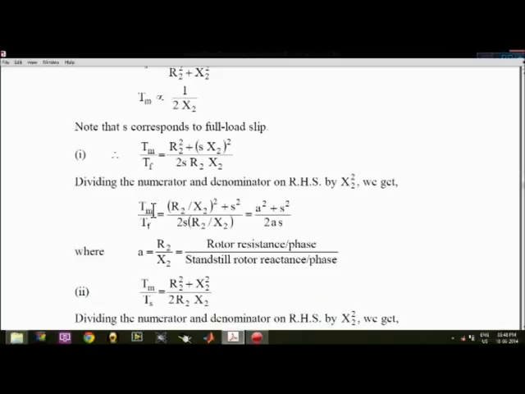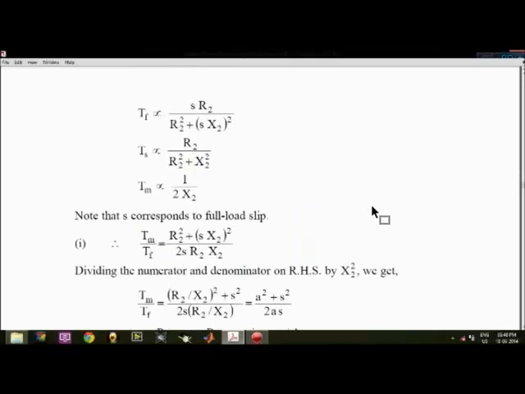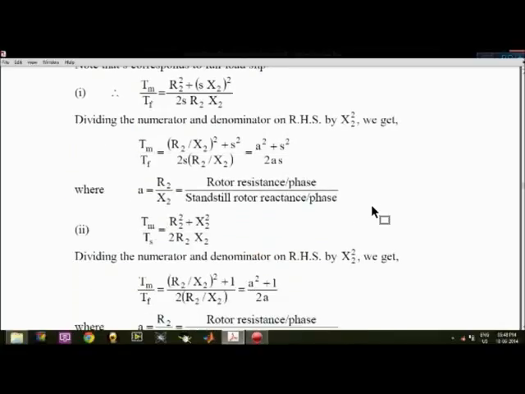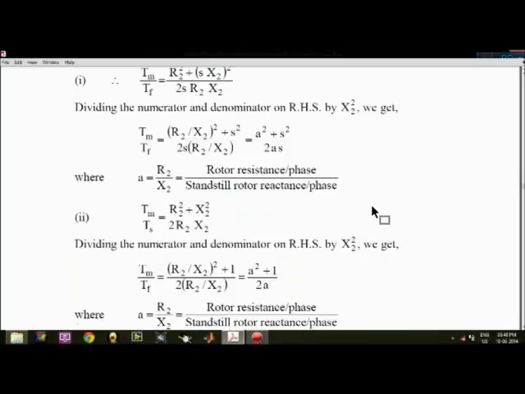Tm by Tf is equal to (a square plus s square) by 2as, where this a is equal to R2 by X2. So you can easily remember this formula if you remember these terms. But if you have the basic formulas in mind, you don't need to remember all these things, you just need to derive it. Just divide them and you will get the results. No need to mug it up.